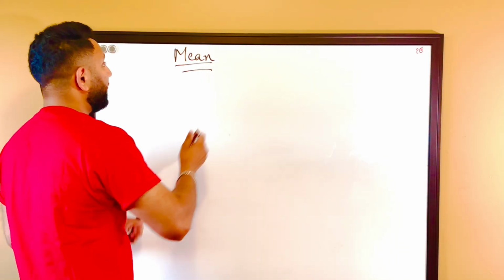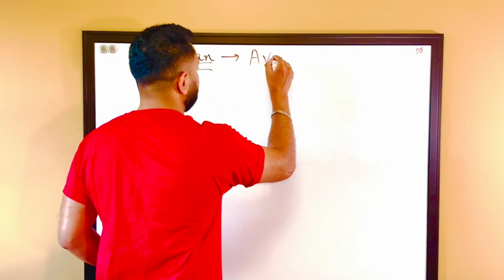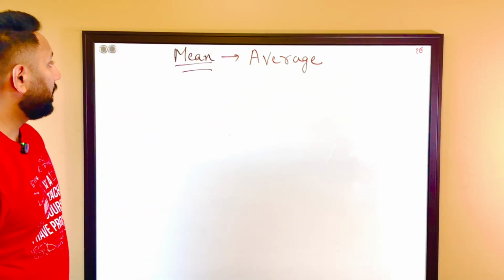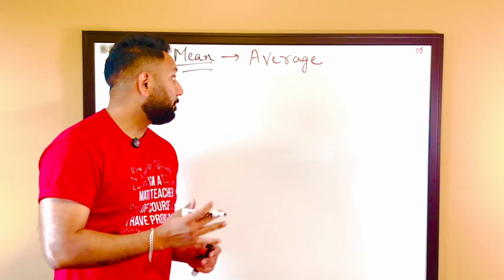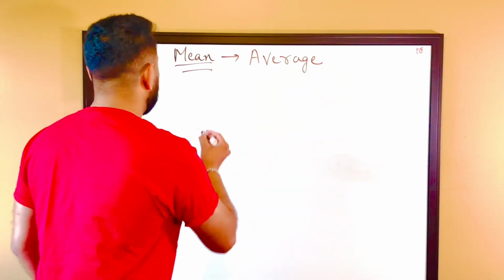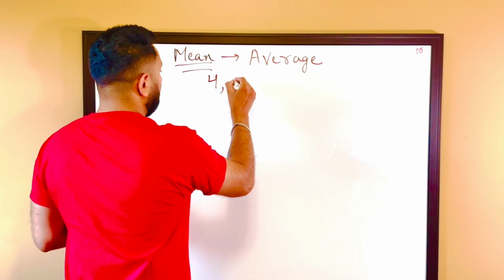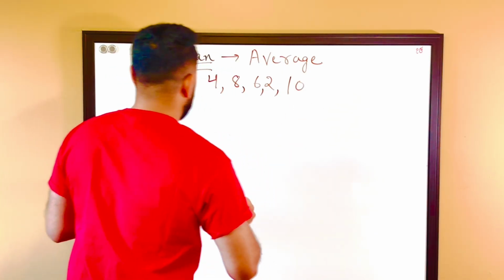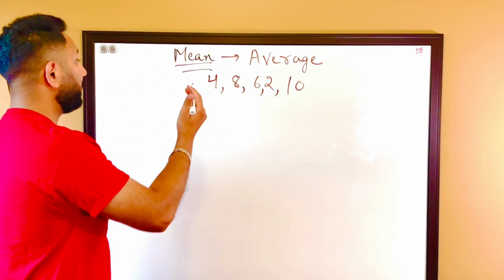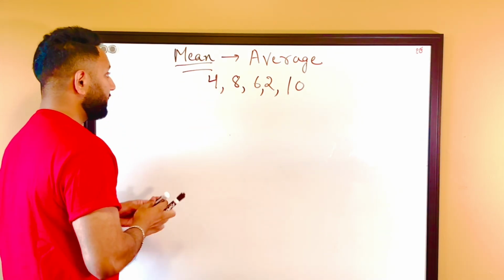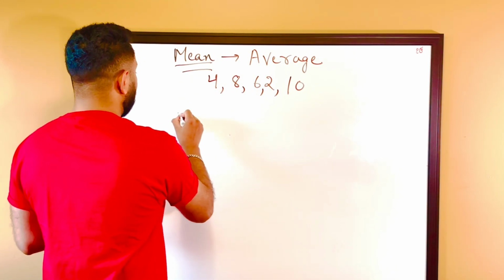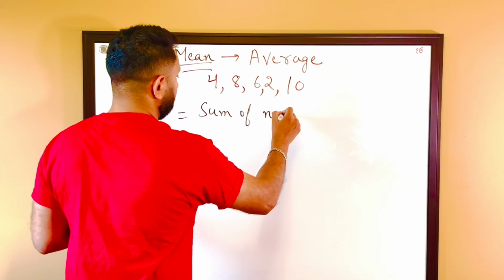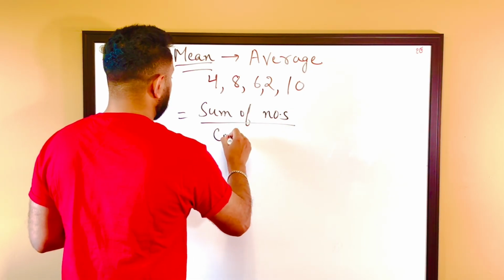Mean is also known as average. And the formula to calculate mean is sum of all the numbers divided by the count of numbers. So for example, if we are given these numbers, and if we are required to calculate the mean of these numbers, how are we going to calculate it? So the formula is sum of all the numbers divided by the count of numbers.